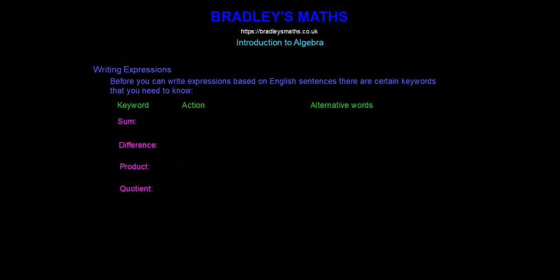So we move on. Writing expressions. Before you can write expressions based on English sentences, you have to know certain keywords, and there are 4 main keywords that you need to know. Sum, difference, product, and quotient. The table then shows what they are, what they want you to do, and some alternative words that examiners will use just to make things a bit more difficult for you if they possibly can.